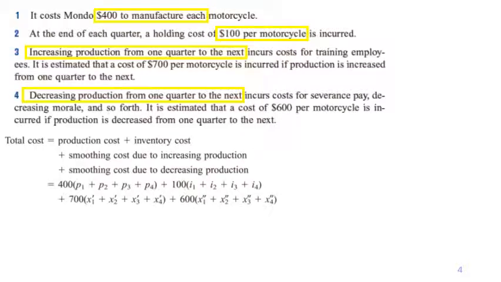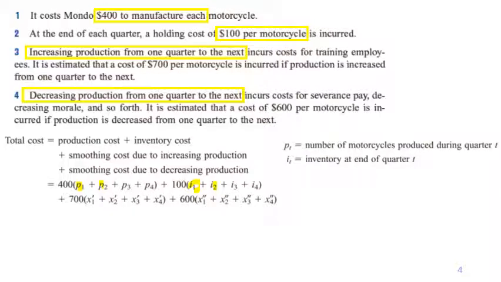So the total cost comes from production cost, 400 times the amount of production at each quarter. So let's name them P. And then inventory cost comes from the ending inventory of each quarter. Let's name them I. And then we have the smoothing cost due to increasing production and due to decreasing production. Okay, so P and I, let's talk about P and I first. So P_t is the number of motorcycles produced during quarter t, and I_t is inventory at the end of quarter t.